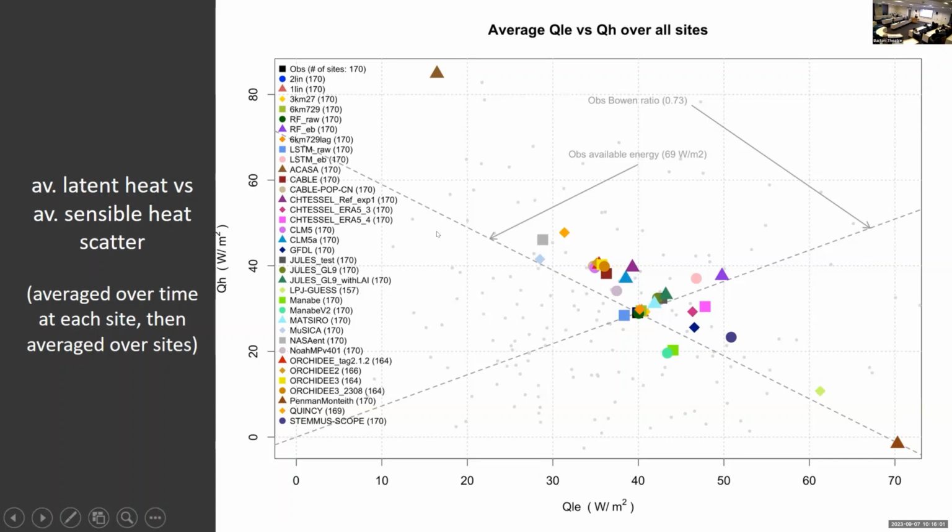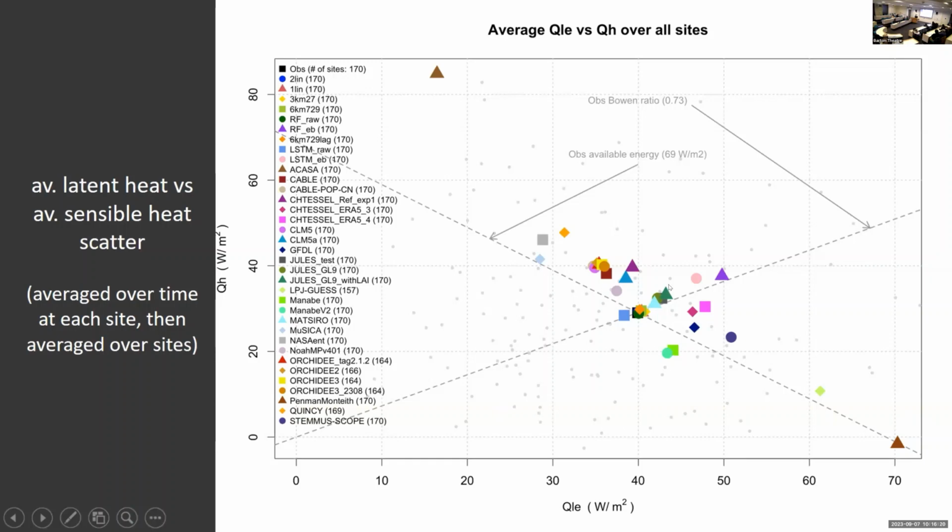Okay, so the cable sits over here, it sits directly on top of CLM. JULES looks a little bit closer in this mean metric to the obs, that's kind of nice. The empirical models, surprisingly enough, sit bang on top of the observations, except for those two. Anyone want to guess why those two are there?